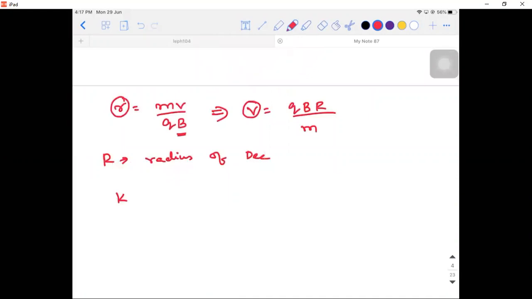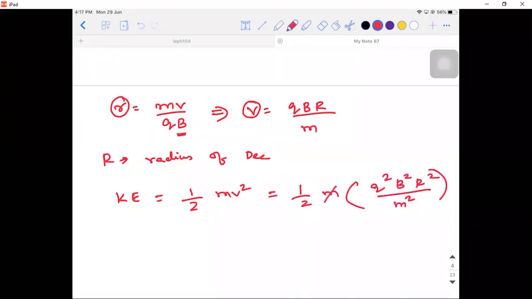If this is going to be the value of V, then what is going to be the kinetic energy of the particle? It's going to be half mv square, only one formula. M into V square is Q square B square capital R square divided by M square. So M and M will get cancelled. So Q square B square into capital R square divided by 2M. This is going to be the energy with which the particle is going to come out.